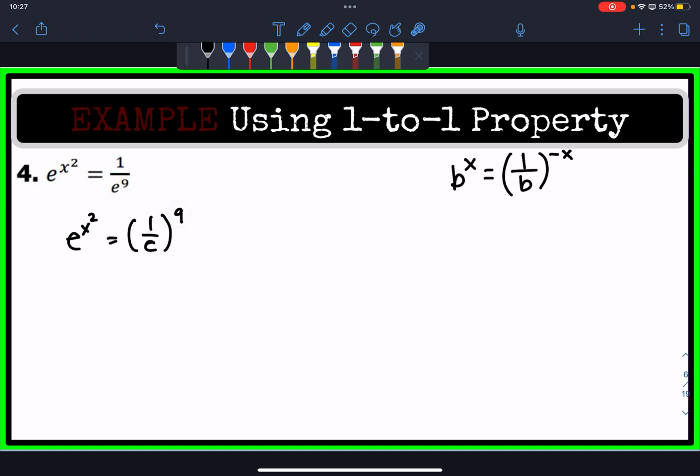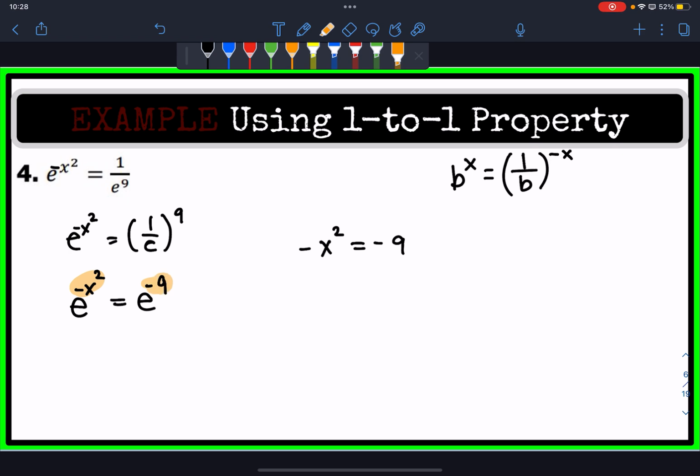So we end up again with that. 1 to the 9th is still 1. e to the 9th is obviously e to the 9th. So using this property over here and getting the reciprocal of the right side, 1 over e, and writing it as e over 1, that changes the exponent from a positive 9 to a negative 9. Now this one should also have a negative sign on that example right here. We should have a negative x squared there. So negative x squared equals negative 9.